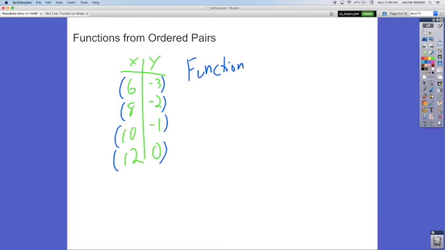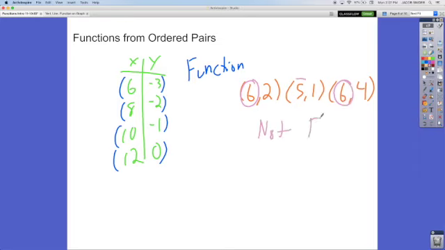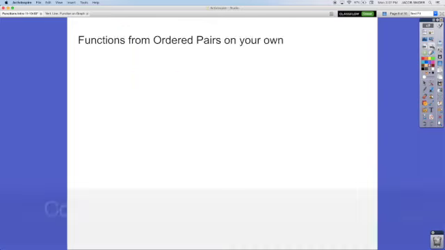What if I have these ordered pairs? 6, 2, 5, 1, 6, 4. Does that look like a function? How do I know? Well, same thing as I just did with the table. Do any of my x's repeat? I have a 6, I have a 5, and I have a 6. So that makes it not a function. Okay? Try these on your own.